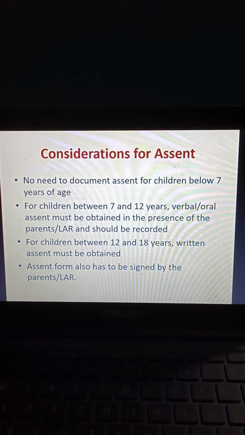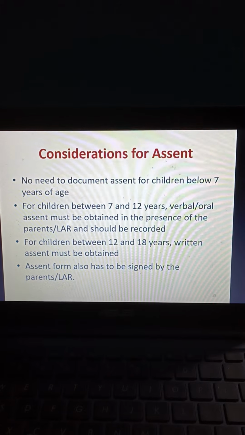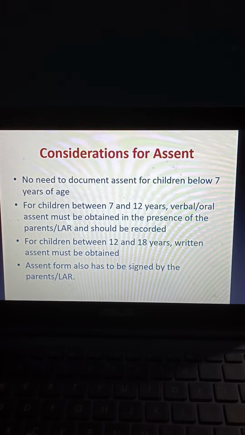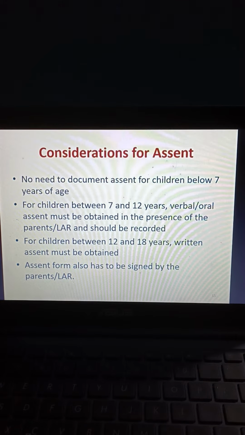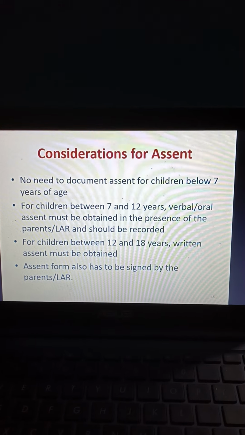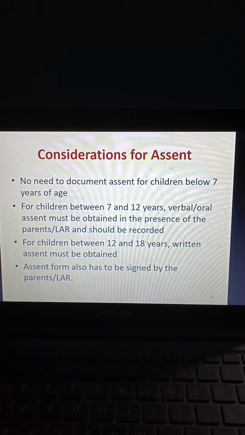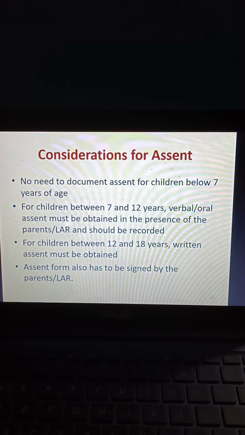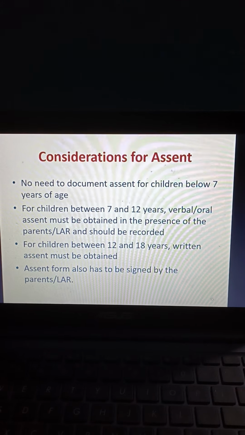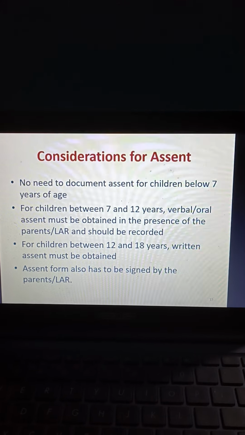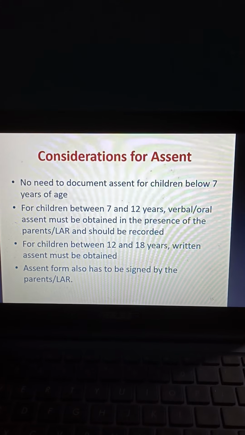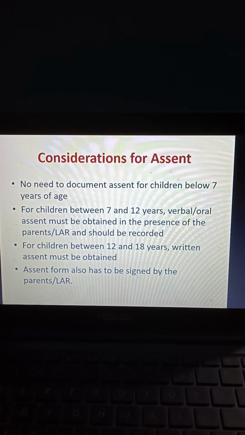Then considerations for assent. No need to document assent for children below 7 years of age. For children between 7 and 12 years, verbal or oral assent must be obtained in the presence of the parents or LAR, legally acceptable representative, and should be recorded. For children between 12 and 18 years, written assent must be obtained. Assent form also has to be signed by the parents or legally acceptable representative.